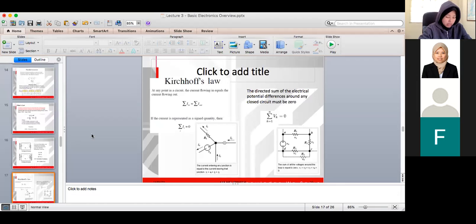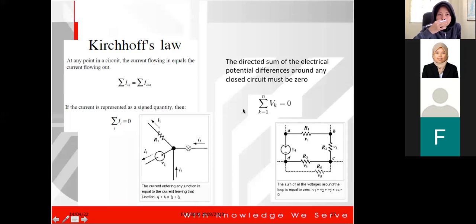Okay, the next one is Kirchhoff law. So Kirchhoff law, nampak tak ni? For Kirchhoff law, at any point in a circuit, the current flowing in is equal to the current flowing out. So the equation is like that. Saya sebenarnya nak buat full screen ni sebab nanti dia stop. I'll try to make it anyway sebab tak nampak kan.